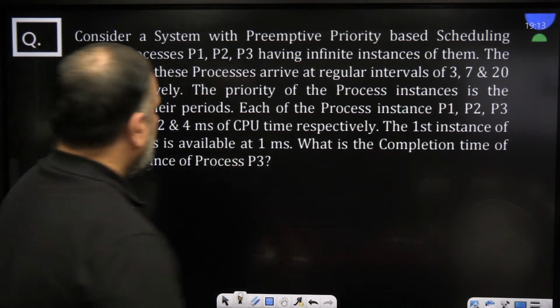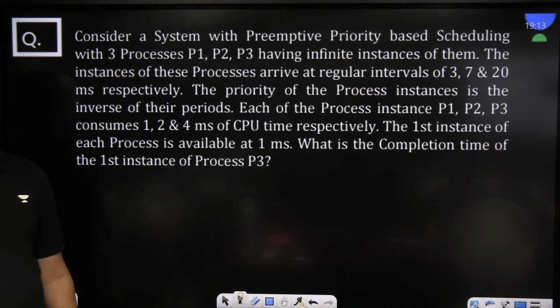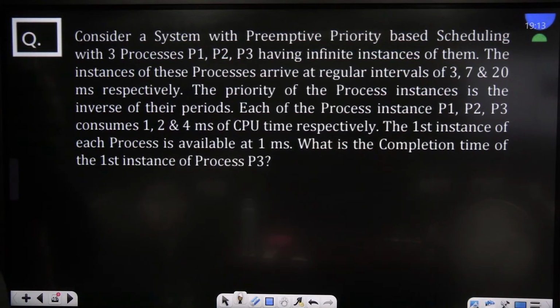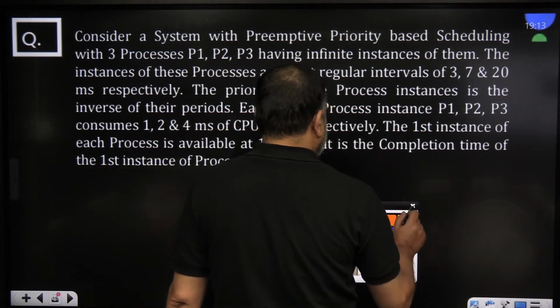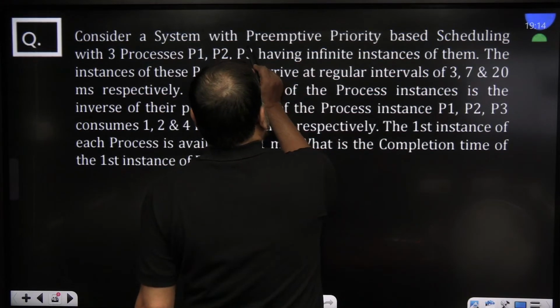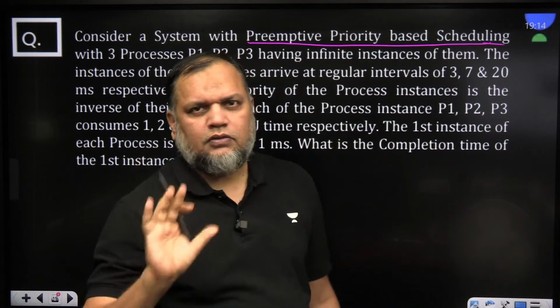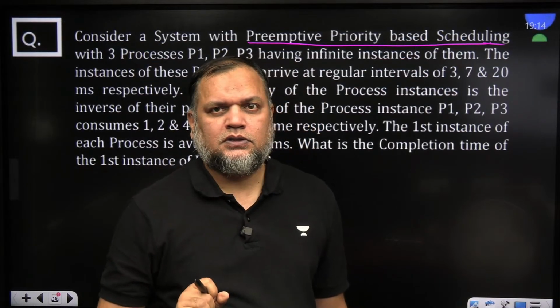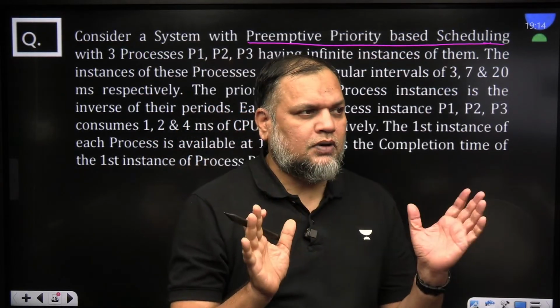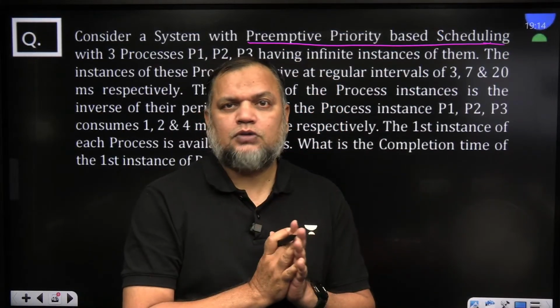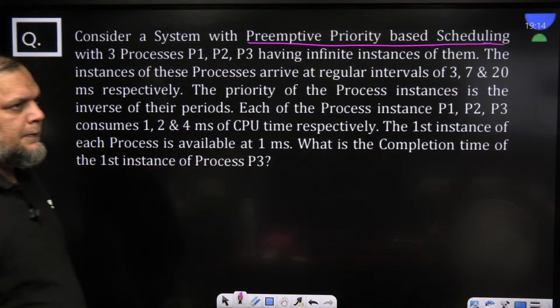For this data set, I would appreciate it if you read the question well and then try to give your response. It's one of the very interesting and very important PYQ problems asked in a previous paper of GATE. Consider a system with preemptive priority based scheduling. So this is preemptive priority based scheduling. Let me tell you that in the actual GATE paper this question was perhaps answered correctly by less than 5% of students. That is the importance of this. If you could solve it, that means your comfort level and confidence with CPU scheduling is good. तो चलिए यहाँ पर देखेंगे.